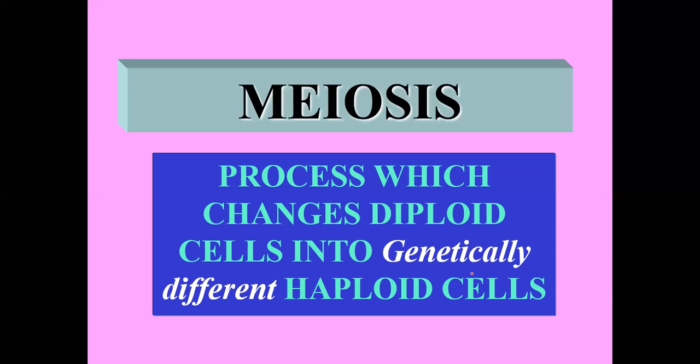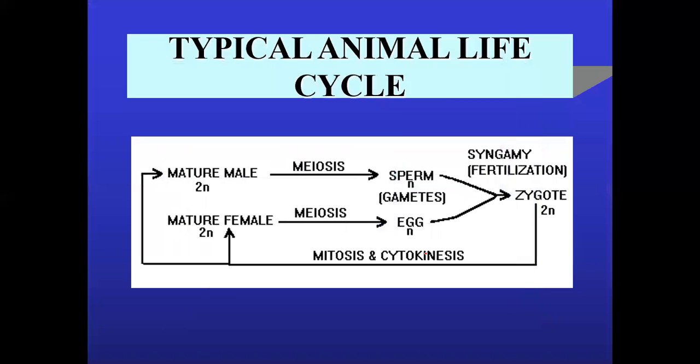A man might make 500, 600 million sperm in one day, every one of them will result in a child that's a little bit different from all the others. So how is that? How do you get that genetic difference? How is it that all these haploid cells that are made from diploid cells in the sex organs are genetically different? Well, the answer, of course, is meiosis, and we'll take a look at that.